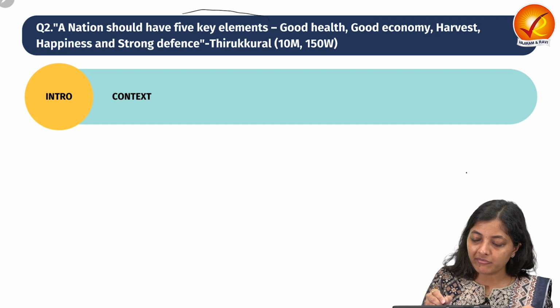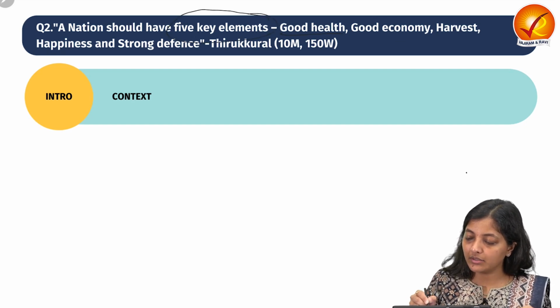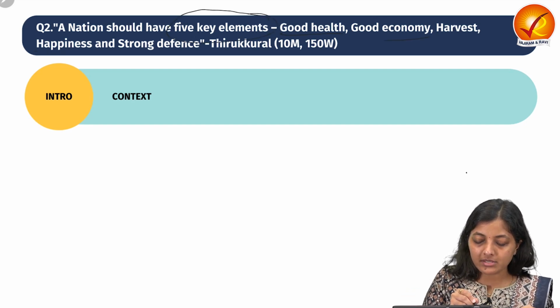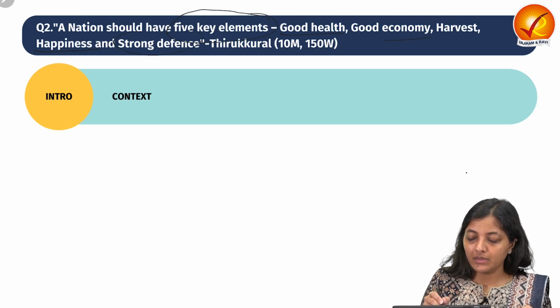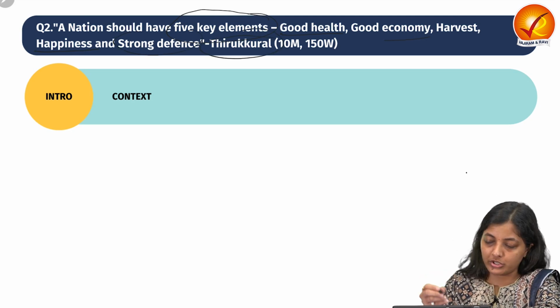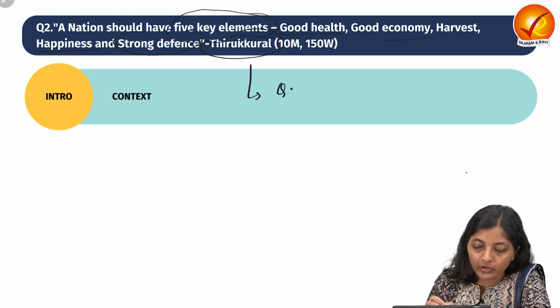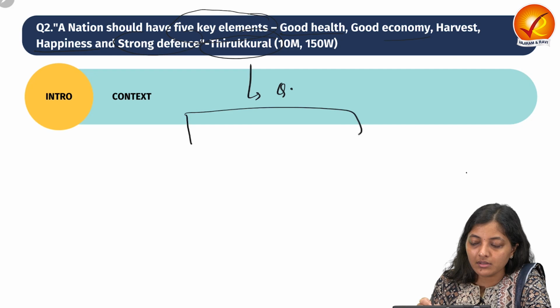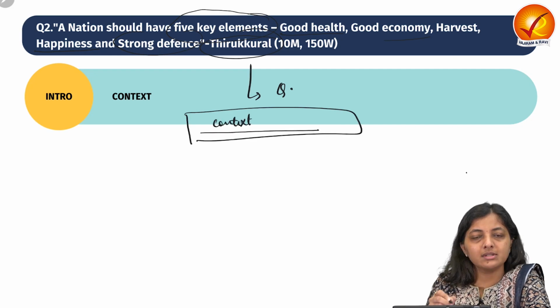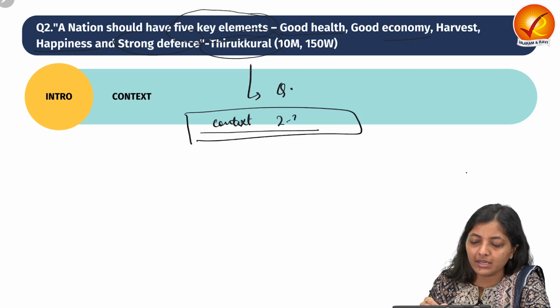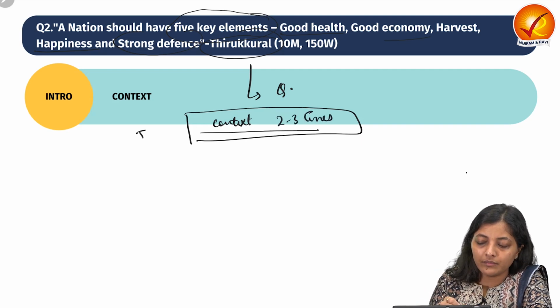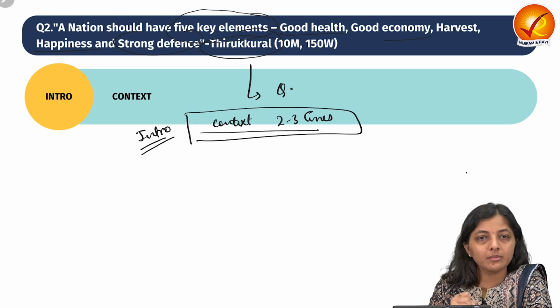The nation should have 5 key elements: good health, good economy, harvest, happiness, and strong defense. And this is a quotation-based question. In ethics, for a quotation-based question, what you can do is start with the general context. Whatever the question is saying, you just describe in 2 to 3 lines. This would suffice for your introduction part.